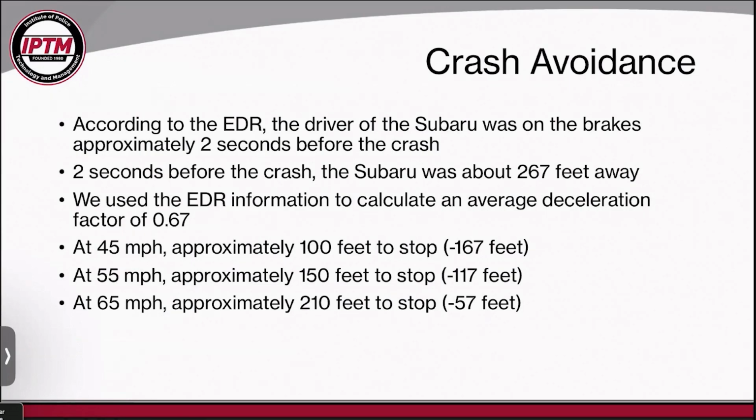Even at 55, same thing. It would have taken approximately 150 feet to stop, still over 100 feet to spare to avoid the collision. Even at 65 miles an hour, he could still have avoided the collision by approximately 57 feet. So what this is telling us is that the driver's speed, the fact that they were going so much over the posted speed limit, is a direct factor, a direct contribution, or even a cause of this collision.